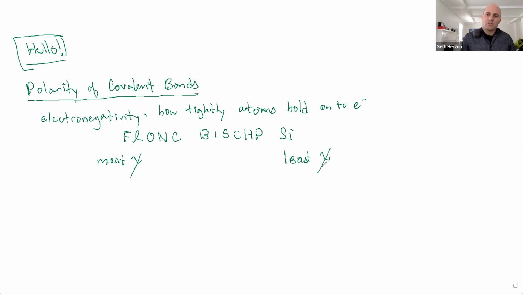So what does this mean? It means that when I have a covalent bond and I've got two atoms of different electronegativity, that bond is unevenly distributed. A good example is methanol, okay? And we know that oxygen is one of the most electronegative elements, and carbon is pretty neutral.